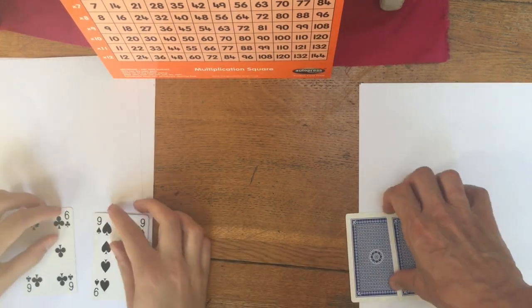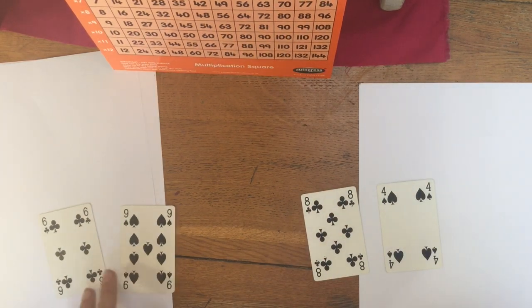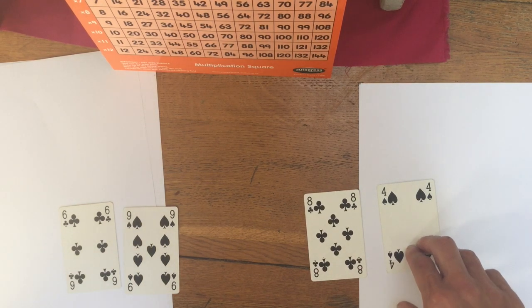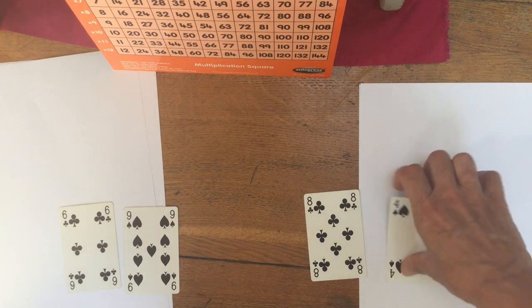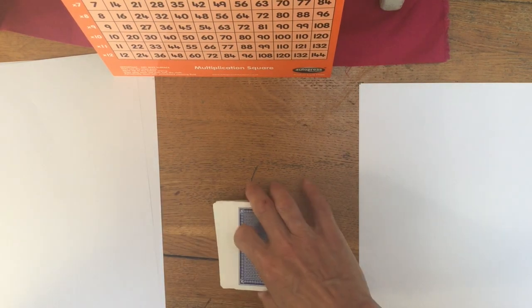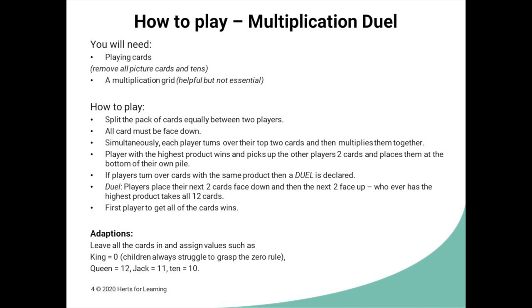Ready? I got 54. 6 times 9 is 54. I've got 8 times 4, which is 32. So I win. You win that time. Okay. We just carry on like that until all the cards have gone, and whoever has the most cards at the end wins. So here we are again with a quick recap on how to play multiplication duel. Pause the video here if you want to read them.